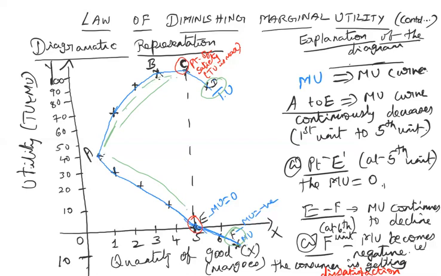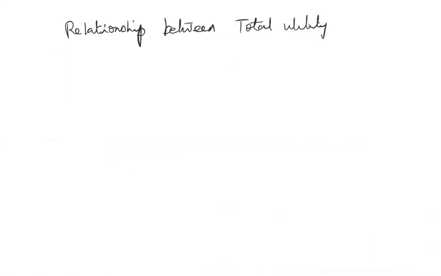So moving on to the next information we have to present, which is the relationship between total utility and marginal utility.